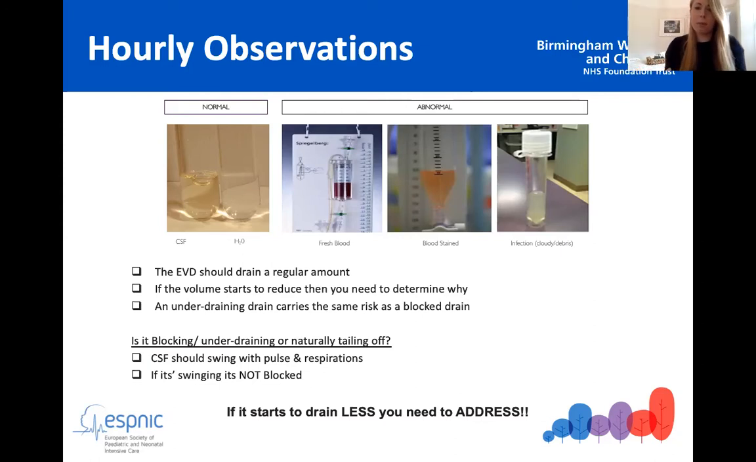What we want to do is to make sure that you've got something in that enables good CSF flow, that keeps your ICP down and keeps you safe and enables a good recovery. And again, it will be very different between different trusts, but certainly at Birmingham, we don't use EVDs that frequently.